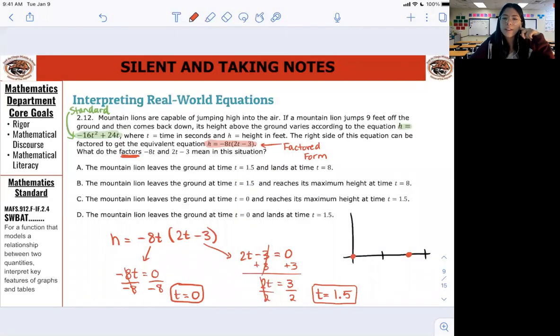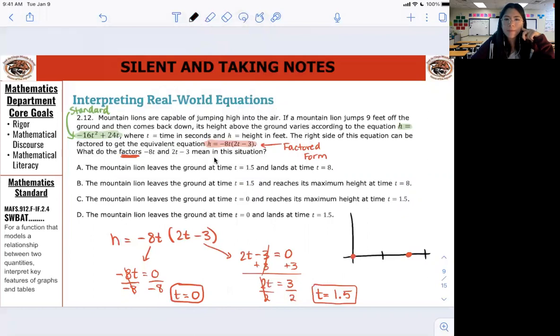Juan, go on your calculator, type in 0 divided by -8. See what you get. I can't explain it any other way. 0 divided by any number, even a negative number, is still 0. Okay, so these are my two x-intercepts.